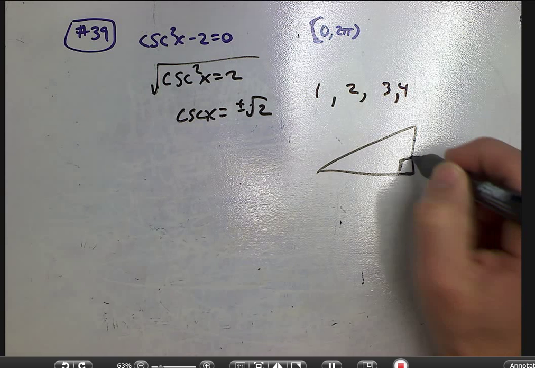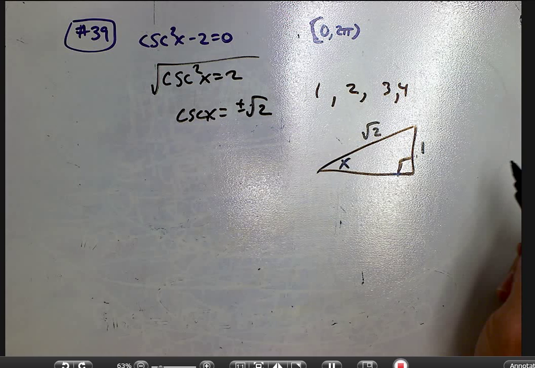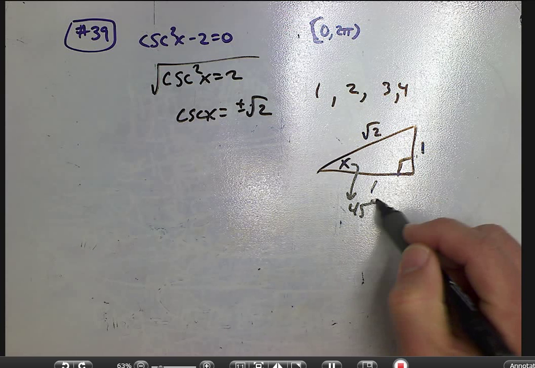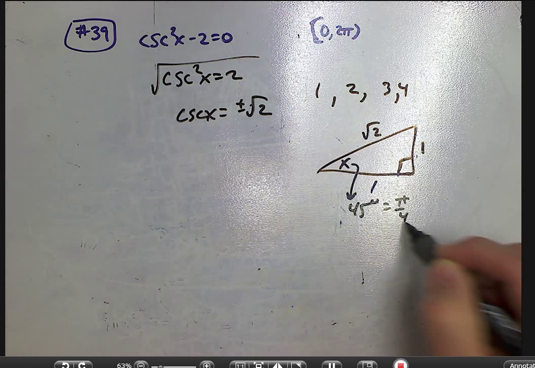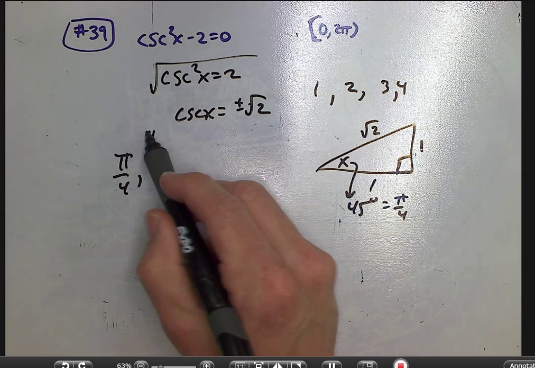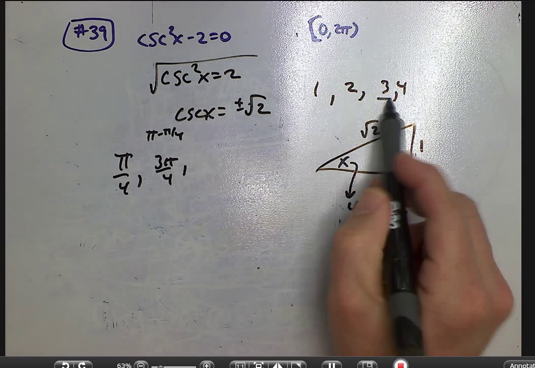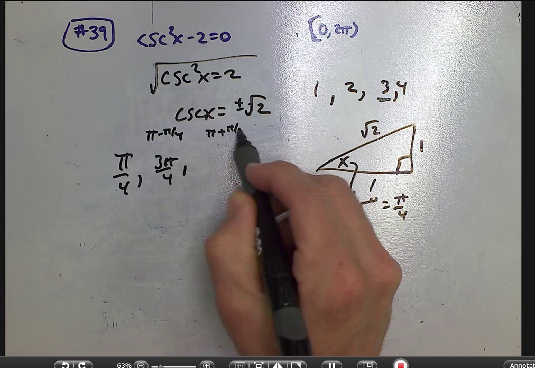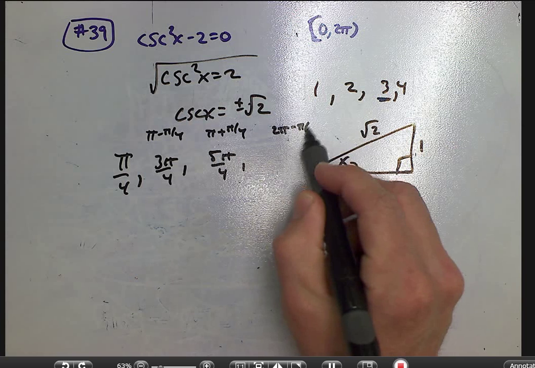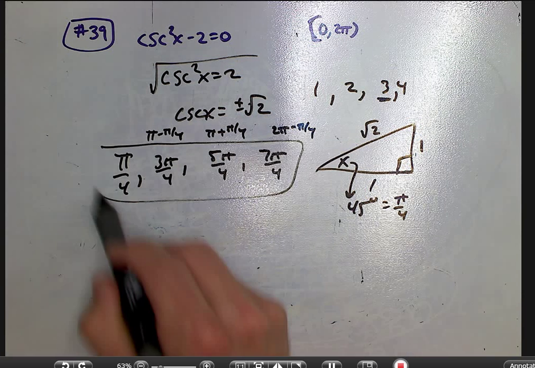For square root of 2, cosecant is hypotenuse over opposite. And so that makes this a 1, 1, square root of 2 triangle, which means x is 45 degrees, which is pi over 4. Pi over 4 is my first quadrant angle. To find the second quadrant angle, I'll take pi minus pi over 4, and that'll give me 3 pi over 4. To find the third quadrant angle, I take pi plus pi over 4, and that'll be 5 pi over 4. To find the fourth quadrant angle, I take 2 pi minus pi over 4, and that's going to be 7 pi over 4. Those are my 4 answers, 1 for each quadrant on number 39.